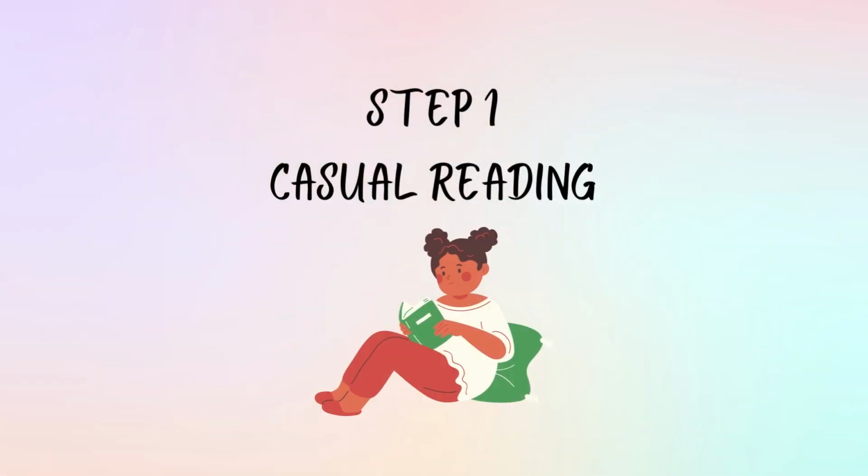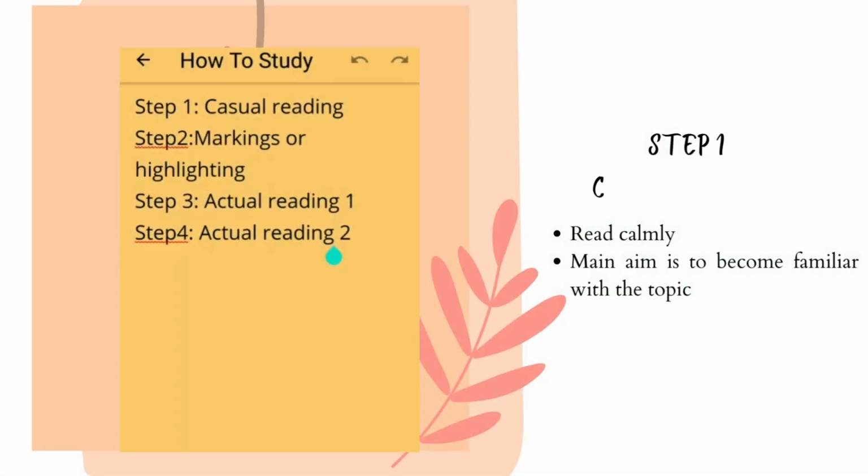Step 1, Casual Reading. So step 1 is just casual reading. What you do is, you're just getting familiar with the topic or the chapter. You're just going through it. You're not putting any pressure on your brain that you're supposed to remember this, or memorize this by heart. No, you're just reading it.